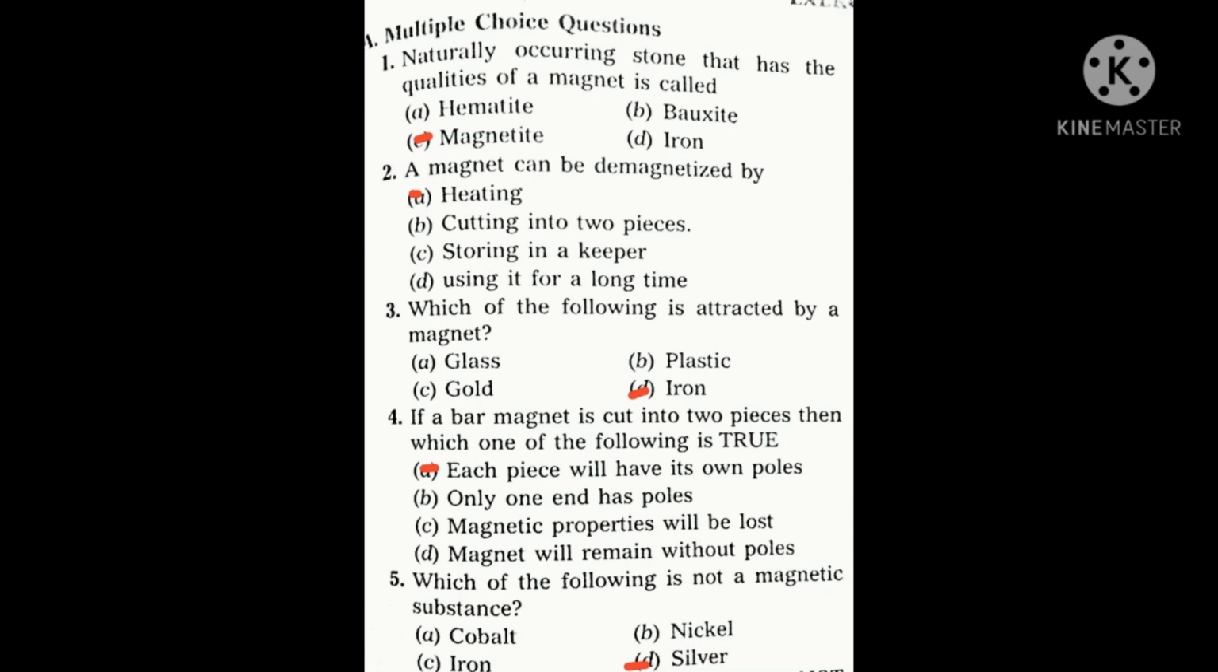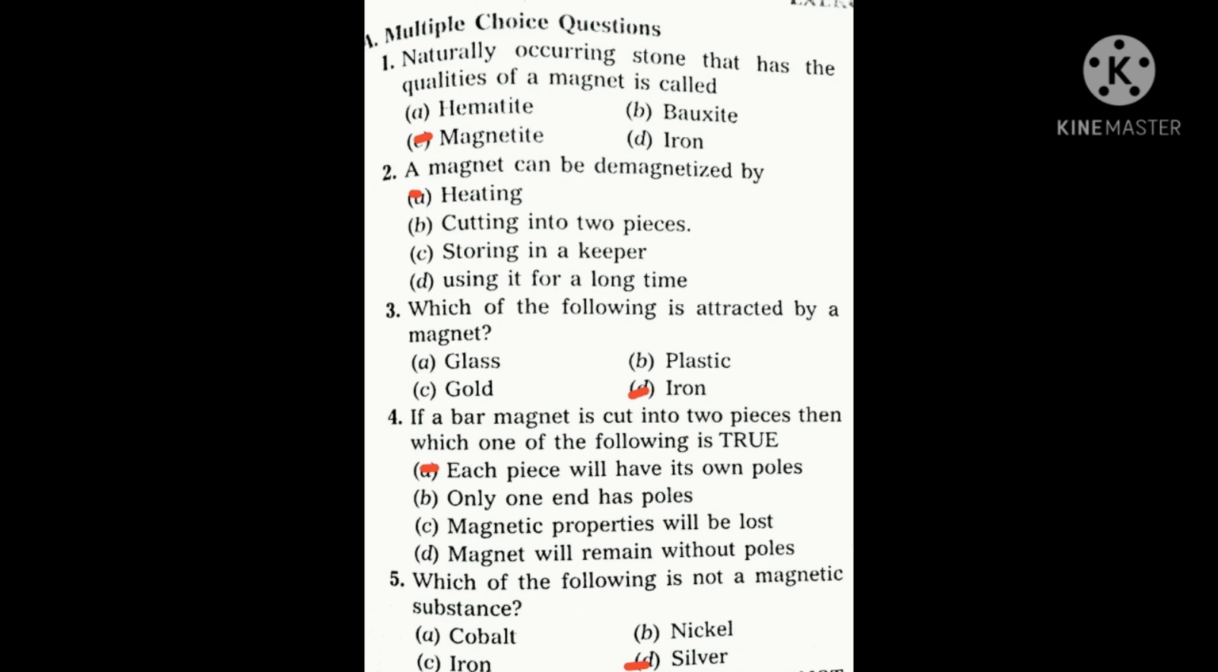Next we'll see multiple choice questions. First one, a naturally occurring stone that has the qualities of a magnet is called hematite, bauxite, magnetite, or iron? Yes, the answer is magnetite.